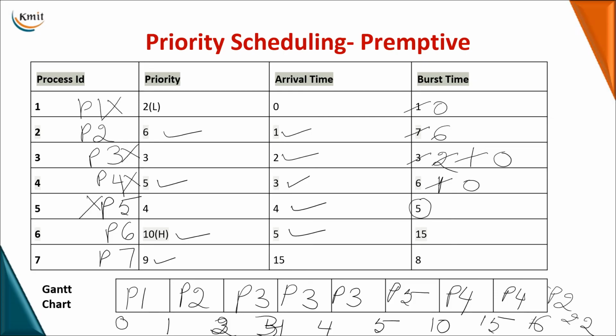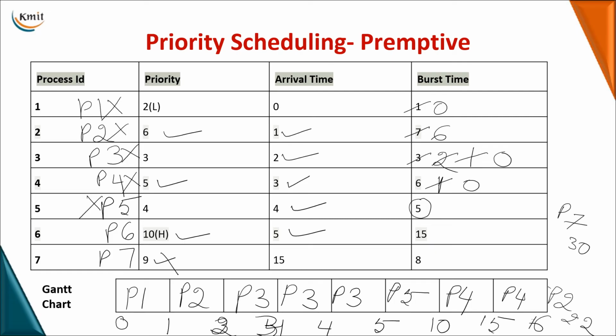Now P2 will also be done. Now you'll go for the next one, which is P6 and P7. Now I'll just go for P7 and allot it the total amount of time. So you're at 22. Your P7 requires a burst time of 8. 22 plus 8 would be 30. So P7 completes at 30 and this is also done.